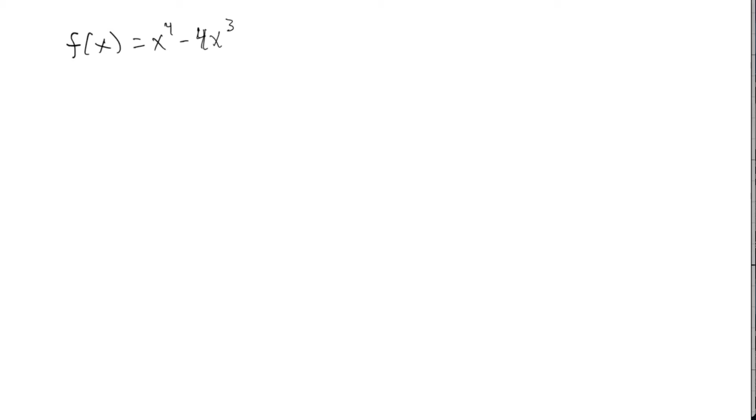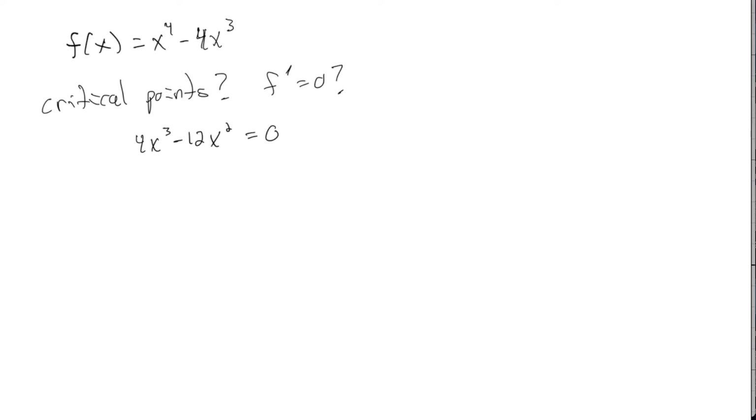Just like we talked about in the prior video, we're going to say, what are the critical points? That's where f prime is equal to 0. So for this function, what is f prime? This is a polynomial, so I'm going to use the power rule. I'm going to have 4x cubed minus 12x squared, which is my derivative. And now I'm setting that equal to 0.